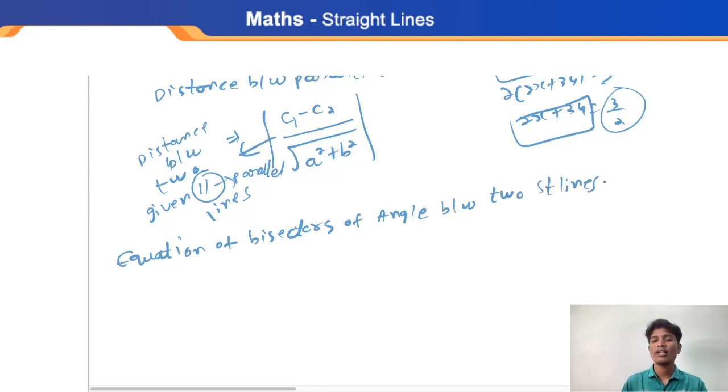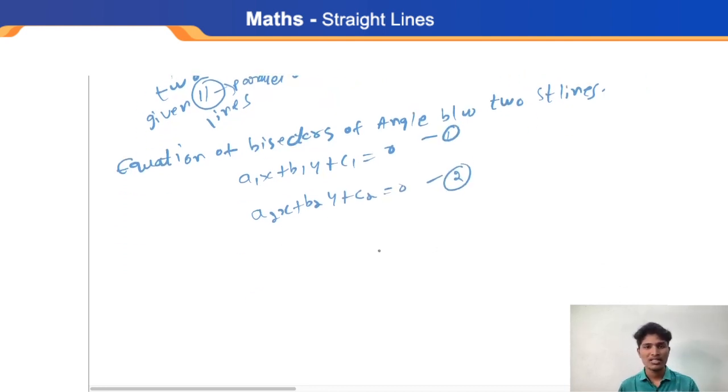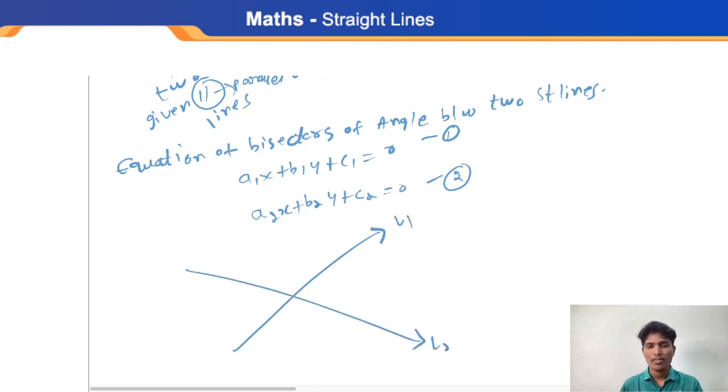What is the meaning of that? Suppose a1x plus b1y plus c1 is equal to 0 is one straight line, and a2x plus b2y plus c2 is equal to 0 is another straight line. This is equation 1, this is equation 2. Suppose these two straight lines intersect. This is L1, this is L2. That is, this equation is a1x plus b1y plus c1 is equal to 0, and this equation is a2x plus b2y plus c2 is equal to 0.